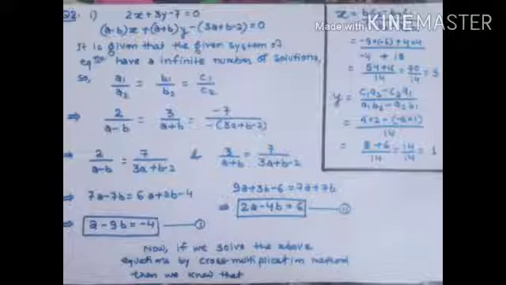So the value of x is 5 and the value of y is 1. As the value of x corresponds to a, the value of a will be 5, and the value of y corresponds to b, so the value of b will be 1. So the value of a is 5 and the value of b is 1.